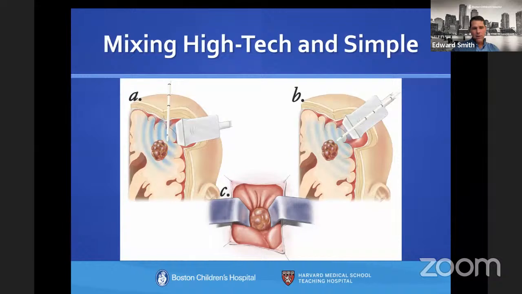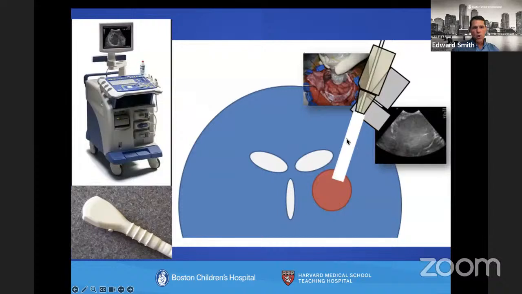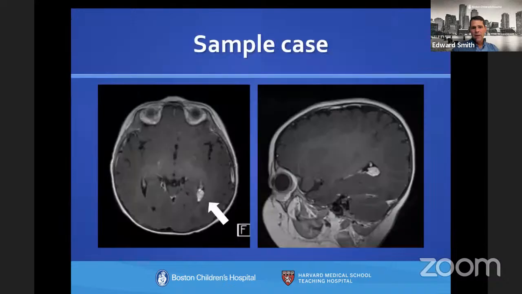Basically, we make our little craniotomy or craniectomy. We see the lesion on ultrasound. We pass a catheter to it under direct guidance. You can actually see it go in, and then you just move right along under the scope. That's an old ultrasound. We have a newer, higher quality one, and it's really great.